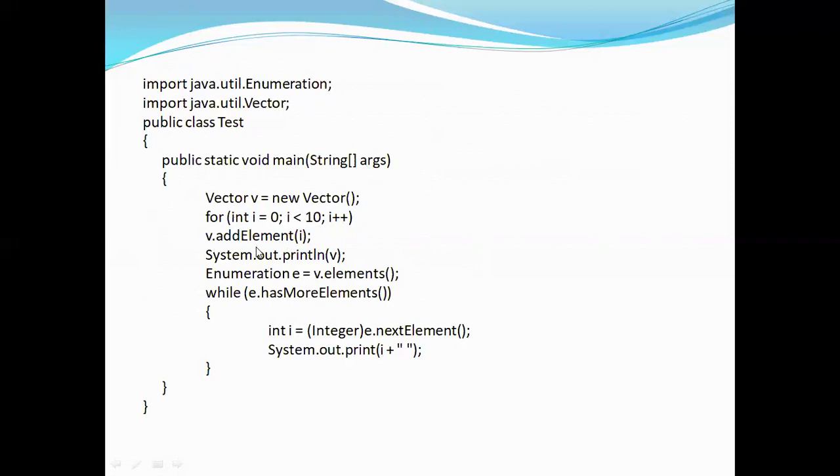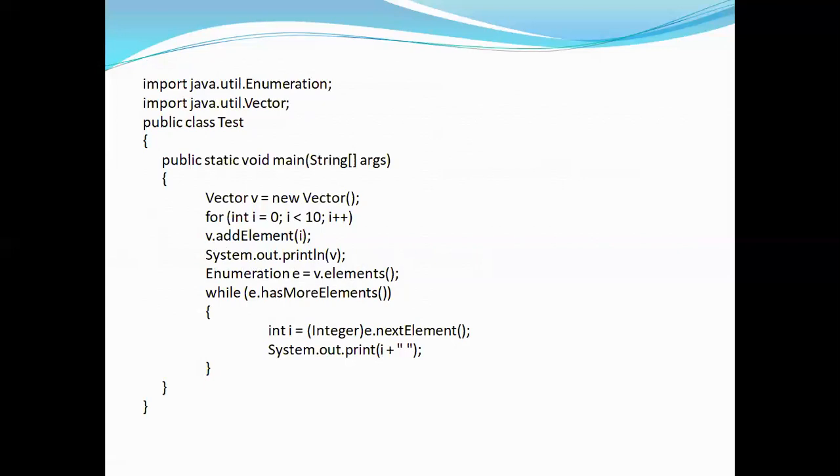So the elements are added using the method called addElement. Here i is nothing but the elements whatever you are adding, so those elements are added to the vector. Now after adding, I'll just print out all the elements whatever I've added. So 10 elements are printed, actually 0 to 9.